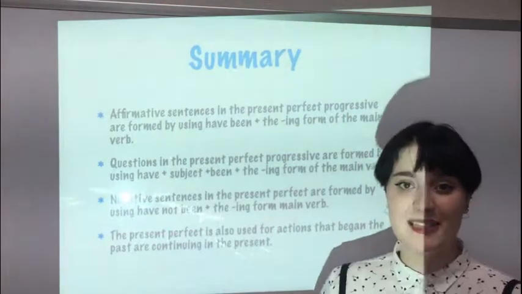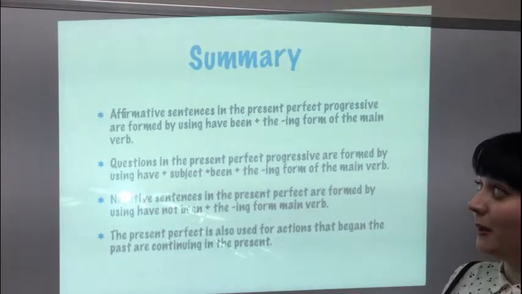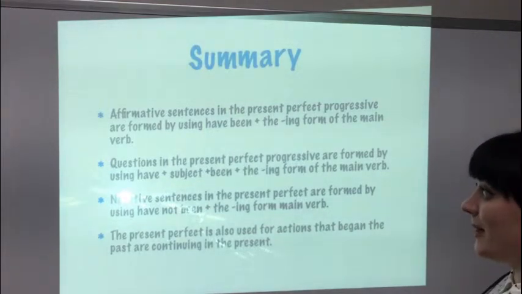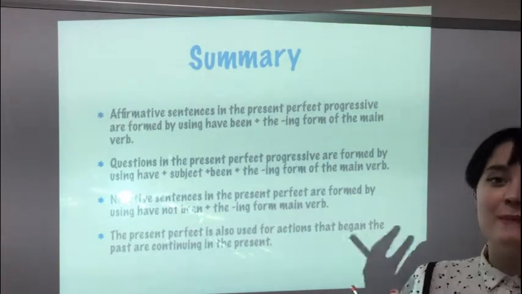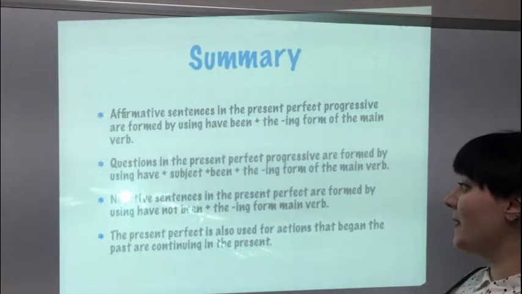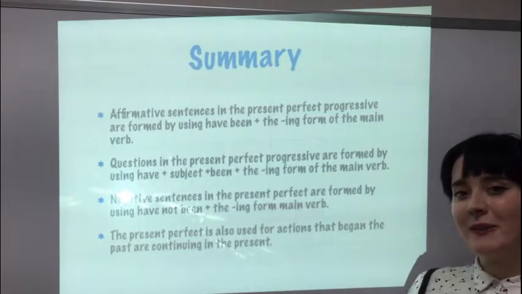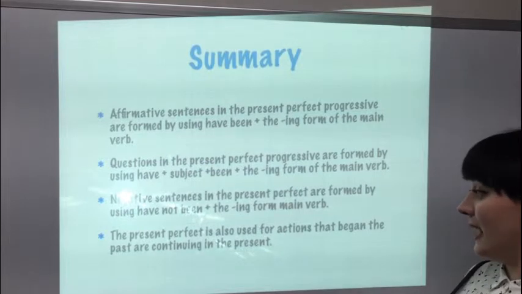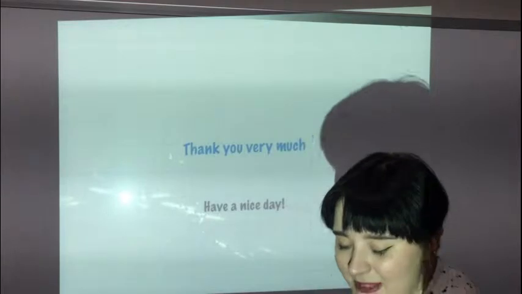Okay, now let's take a look at our summary. Affirmative sentences in the present perfect progressive are formed by using have been plus the ing form of the main verb. Questions in the present perfect progressive are formed by using have plus the subject plus been plus the ing form of the main verb. Then negative sentences in the present perfect progressive are formed by using have not been plus the ing form of the main verb. The present perfect is also used for actions that began in the past and are continuing in the present. Okay, that's it for today.